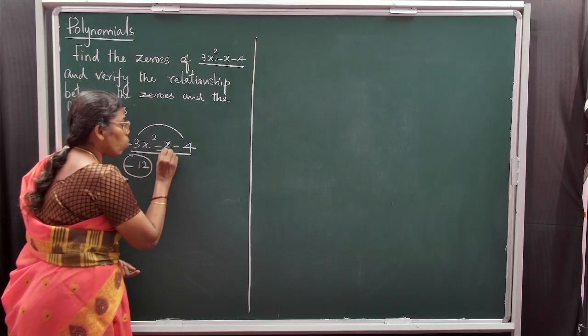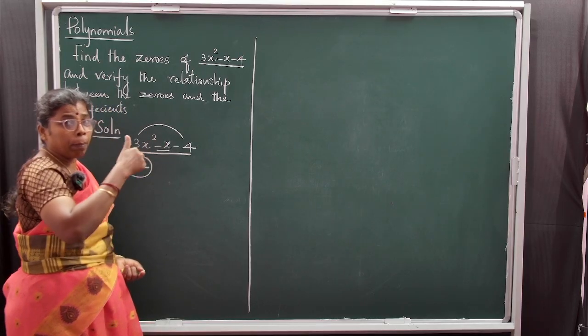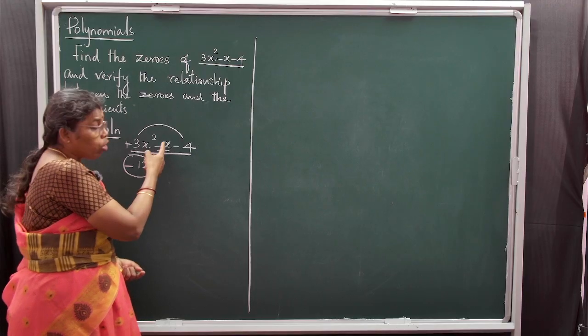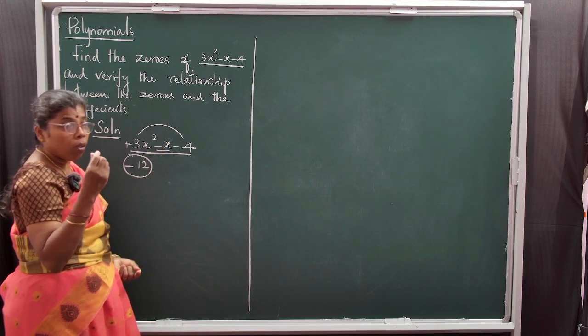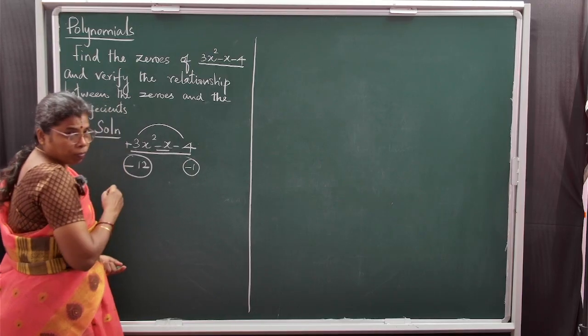Next you take the coefficient of x. Coefficient of x is nothing but the number which is attached with x. Actually there is no number with x. So obviously that is 1. What 1? Minus 1. So this is minus 1.